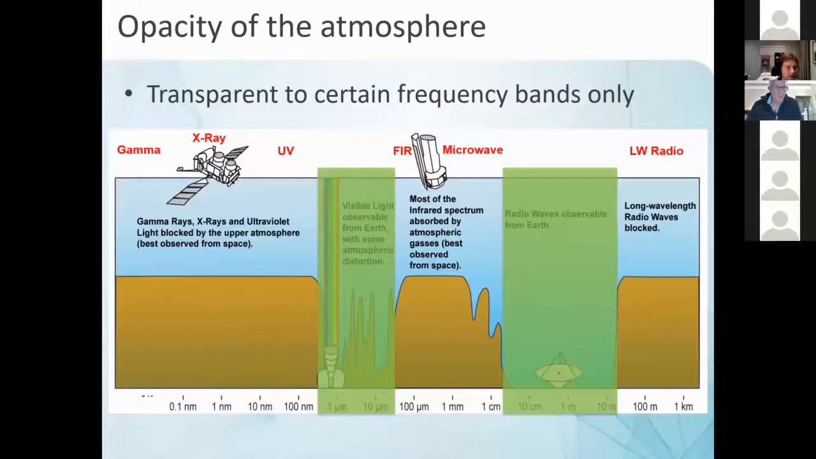Again, going back to that, these two green regions are the only two windows through which we can look at space from the surface of the Earth. Essentially, the visible light window and then radio waves. So many of you have your own telescopes looking at visible light, but in South Africa, we also have this great thing, the MeerKAT and the Square Kilometre Array looking at radio waves.